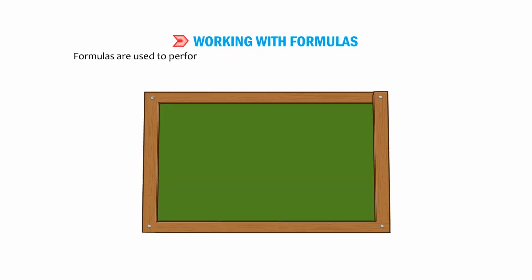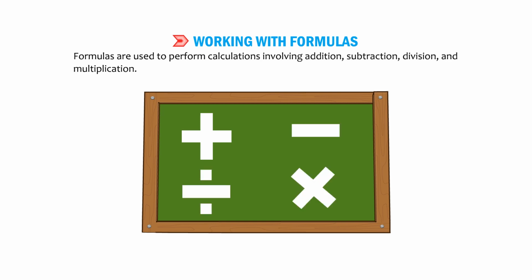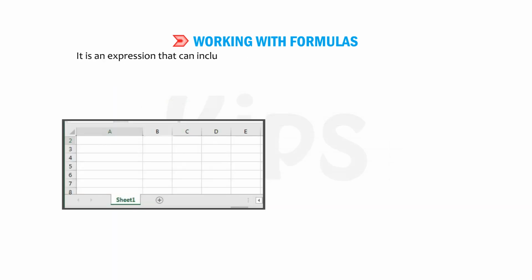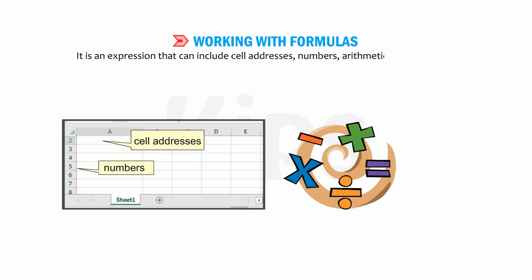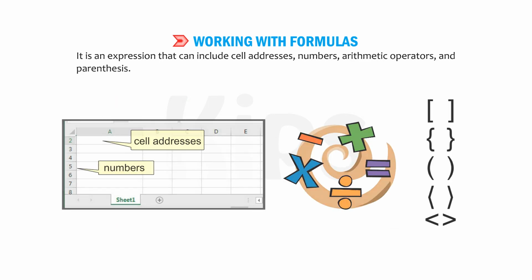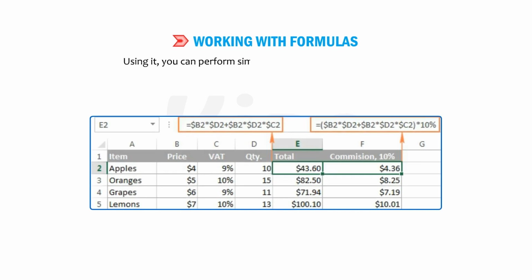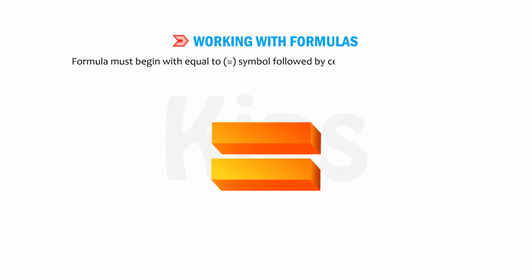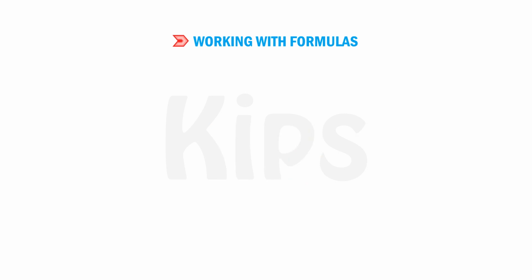Formulas are used to perform calculations involving addition, subtraction, division, and multiplication. A formula establishes a relationship between two or more cells. It is an expression that can include cell addresses, numbers, arithmetic operators, and parentheses. Using it, you can perform simple as well as complex calculations. A formula must begin with the equal to symbol followed by cell references and operators. It may contain a few or all of the below mentioned elements.